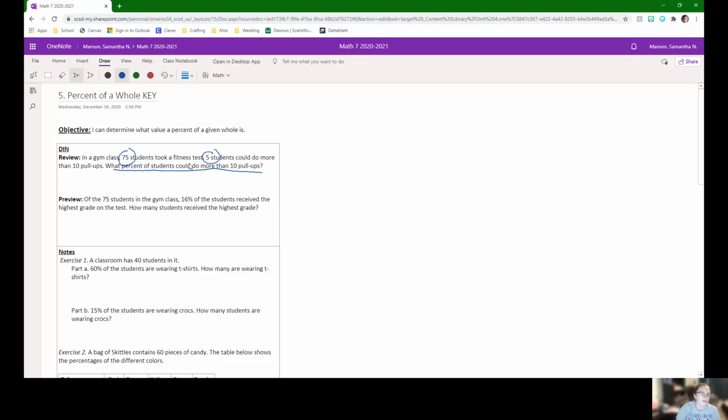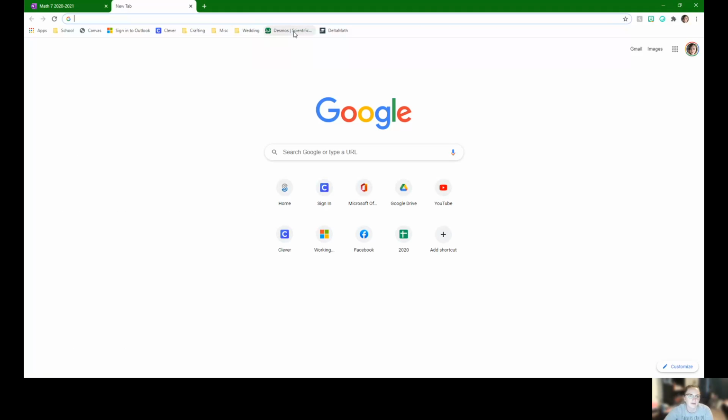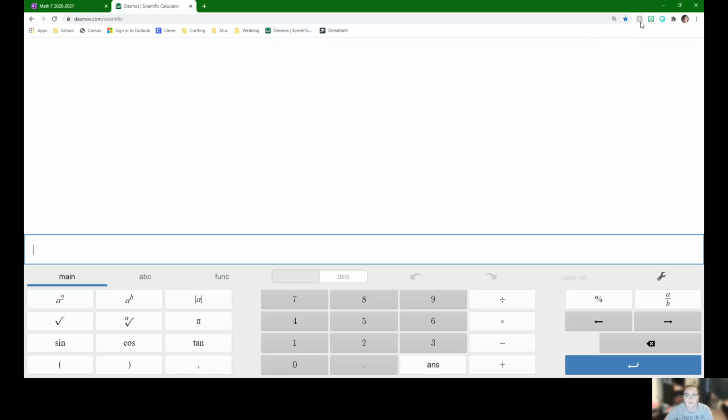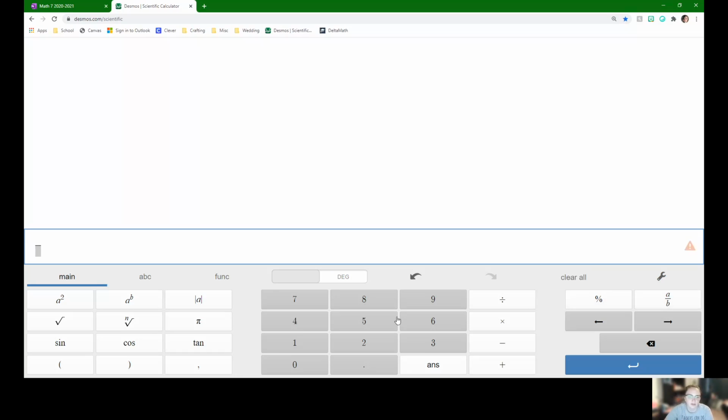Okay, so if you were to write this as a fraction, we have 5 students who could do more than 10 pull-ups out of 75 total students in the class. I'm going to get out my Desmos Calculator. So luckily for me, I have it bookmarked right here. If you don't have it bookmarked yet in Google Chrome, just click the star and add it to your bookmarks bar. So I'm going to write this as a fraction. We need 5 over 75. And we get this 0.06 repeating.